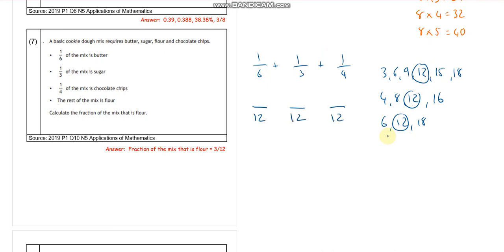So how do I get from 6 to 12? Well, I times it by 2. How do I get from 3 to 12? Times it by 4. And 4 to 12, I times it by 3. So I'm just taking this fraction and times the top and the bottom by that number. There you go, put them together for 9 12ths, take that away from the whole to give you 3 12ths.